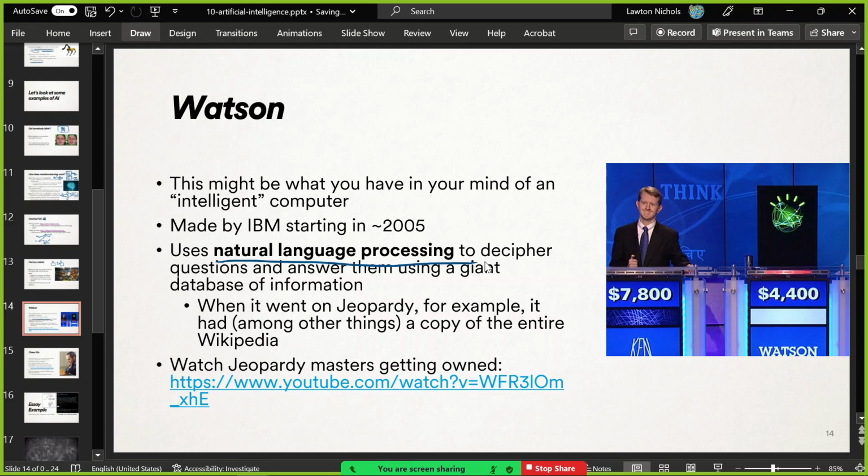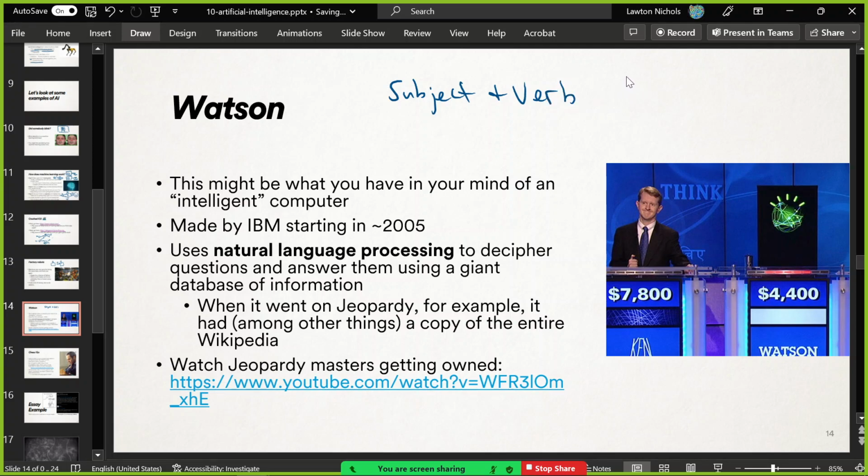That's a subfield of artificial intelligence, natural language processing, to break down those questions on the Jeopardy game and answer them based on what it had stored inside of itself. It saved all of Wikipedia, for example, every news article that was ever written, stuff like that. So when it went on Jeopardy, it just had a big hard drive with Wikipedia and all that other stuff. But what it did is it broke down the question into a subject and a verb, and then it tried to figure out what the answer was probably.